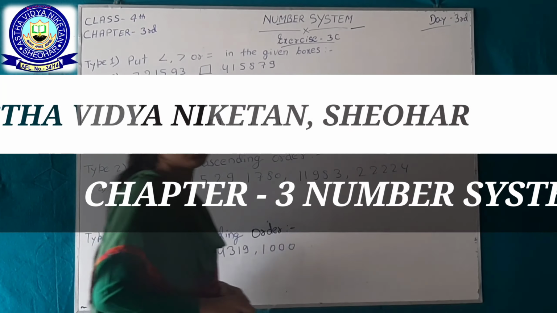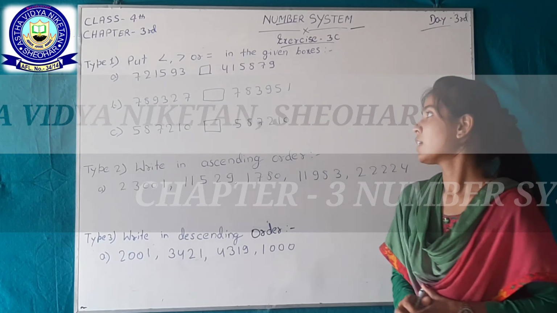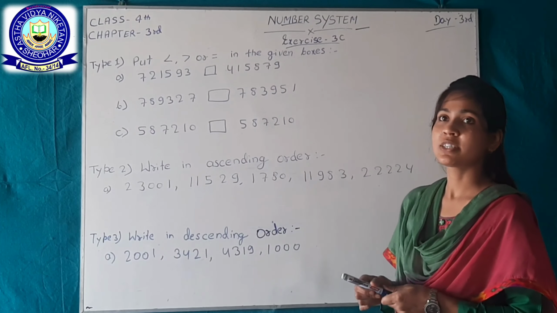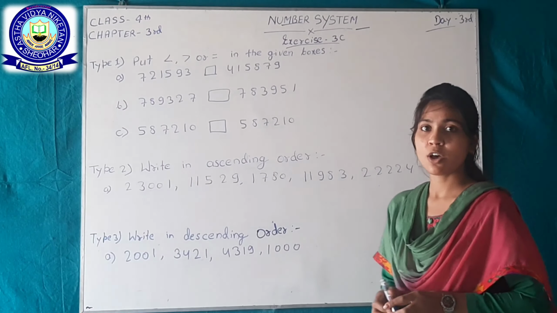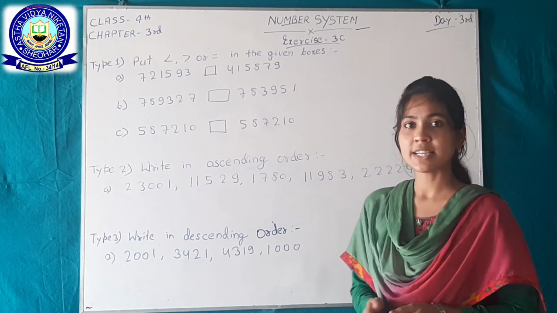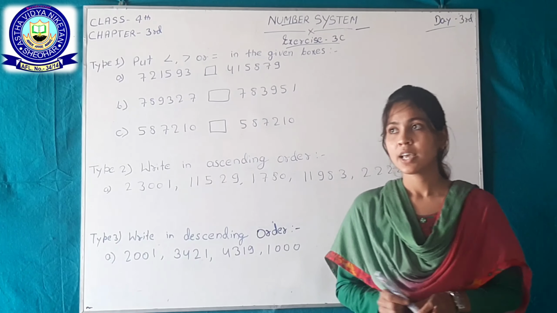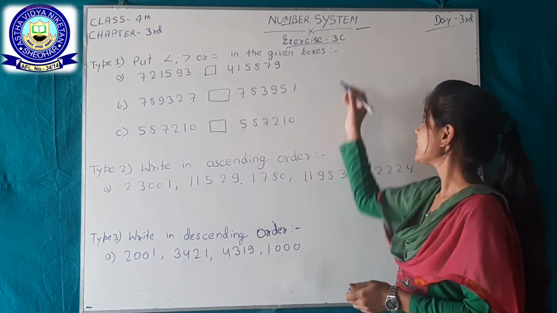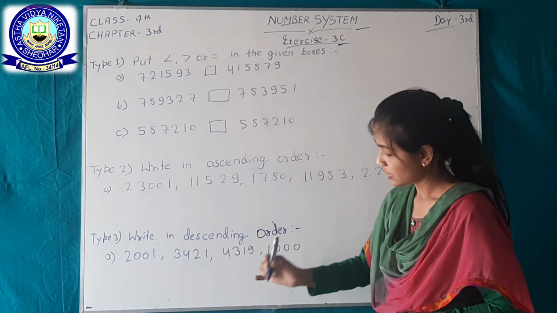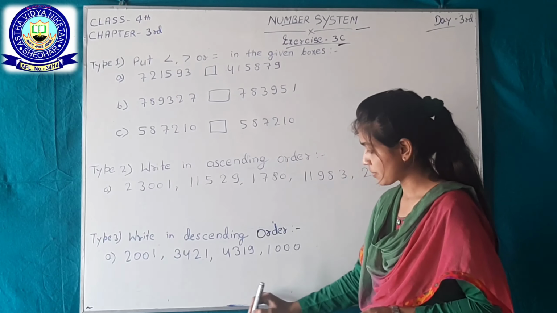Good morning, children. Today is our third day of chapter three, number system. In your previous class, you have already solved your exercise 3A and exercise 3B. In this class, you have to solve exercise 3C. In this exercise, there are some types of questions.